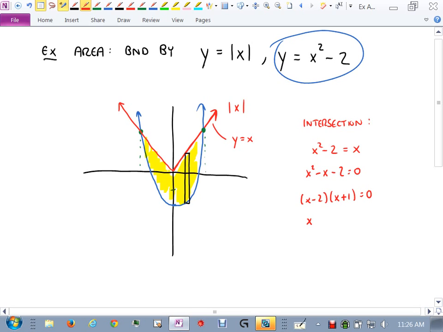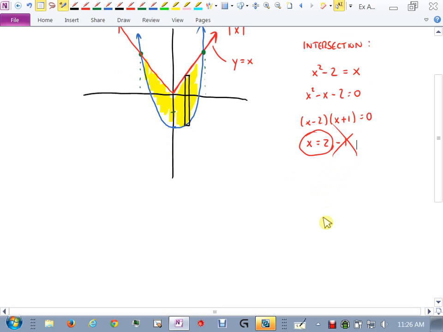So what are your two solutions here? 2 and -1. Now, which one of them am I going to use? The 2, right? Because the -1 thinks that this line continues and hits it somewhere down here. But that's not even what's happening. So the 2 is our right endpoint. We good? So let's find this total area.